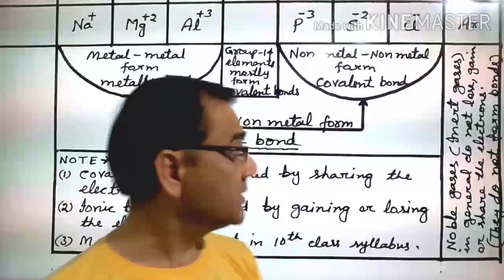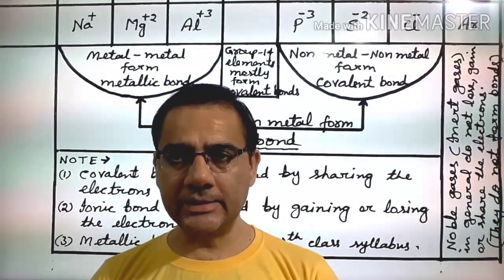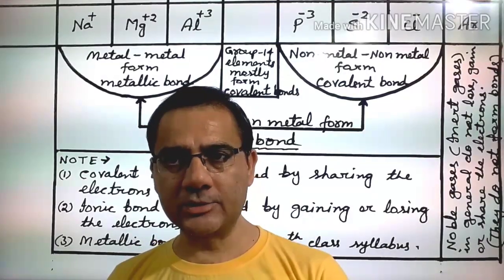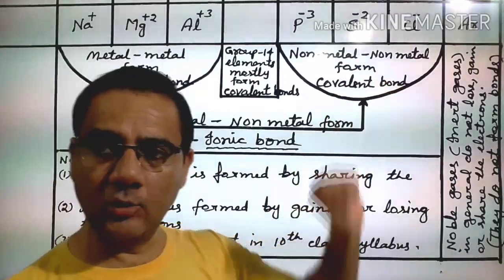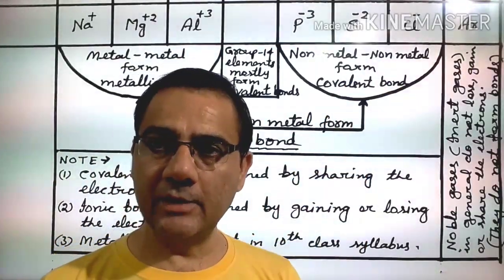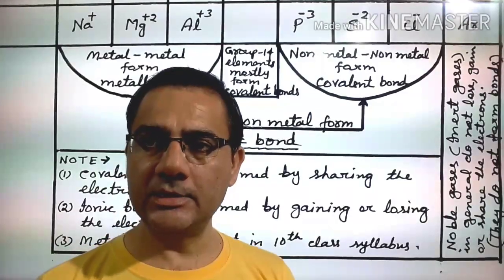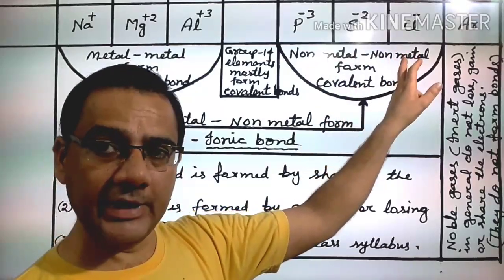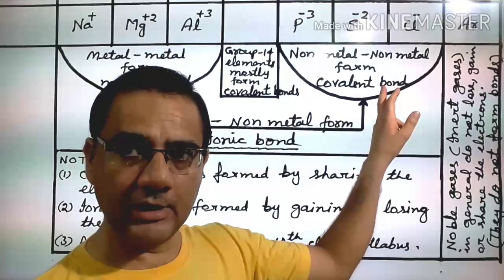Now, any time suppose a non-metal element reacts and combines with a non-metal. So whenever a non-metal reacts or combines with a non-metal, always a covalent bond is formed, and a covalent bond is formed by sharing of the electrons, and that also we will study in the next chapter, that is carbon and its compounds. So non-metals when they combine form a covalent bond, and a covalent bond is formed by sharing of the electrons.